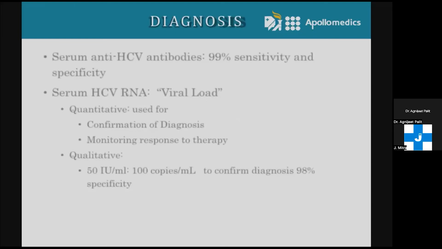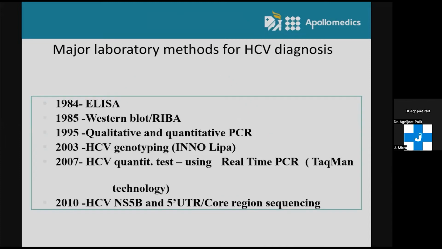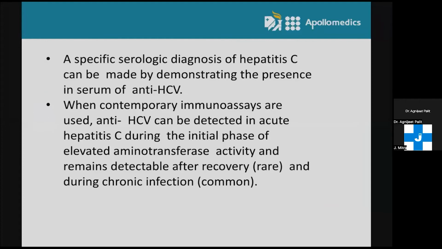So coming to the diagnosis, it mainly consists of the detection of anti-HCV antibodies and the detection of HCV RNA. If we see the timeline for the major tests which have been used for HCV diagnosis, first ELISA was used in 1984, followed by the advent of the Western blot or RIBA, which is obsolete nowadays, followed by quantitative and qualitative PCR. Genotyping came in 2003, real-time PCR technology in 2007, and in 2010 we have the core region sequencing facility also available.